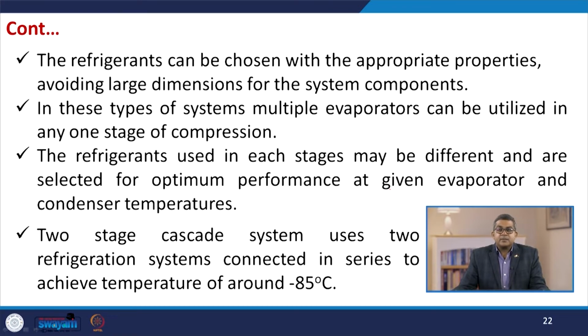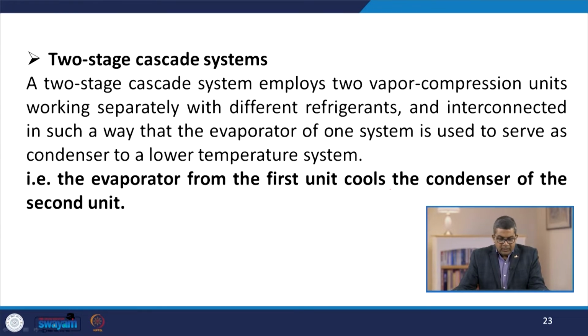Two-stage cascade system can be used in two different refrigeration systems. They are connected in series to achieve a temperature of around, say, minus 85 degrees Celsius. Now, let us talk about the two-stage cascade system.